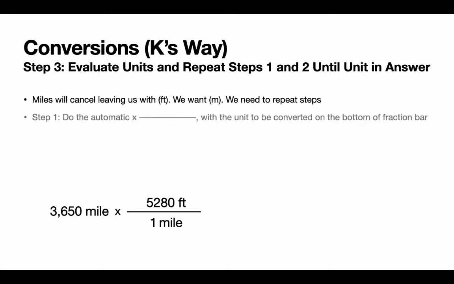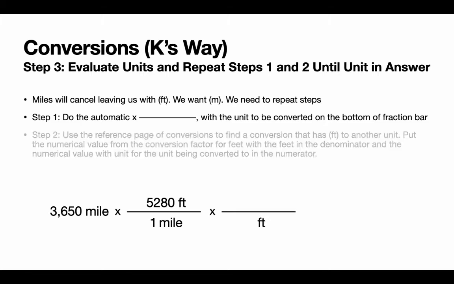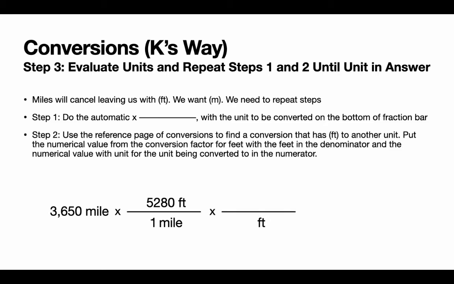So we're going to have to repeat some of these steps. We're going to continue our conversion by adding another times blank, and we will put the unit to be converted underneath that blank. In this case, it's going to be feet. We'll then use our reference page to look up our conversion that has feet on it, and we see that we have a feet to yards conversion. So we're going to fill in the values for 3 feet, and then in the numerator, put our 1 yard.